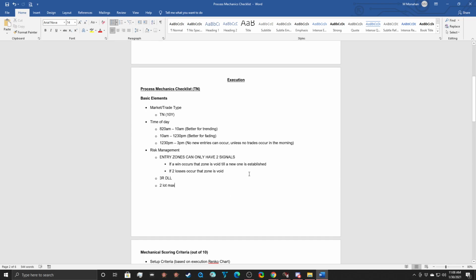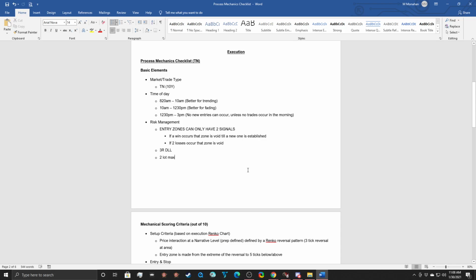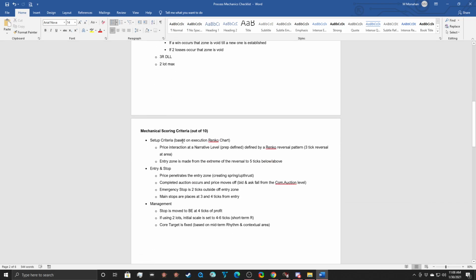The entry zones in terms of risk management, we'll talk about entry zones in a moment, but essentially if a win occurs in an entry zone, that zone is now void. So whatever I manage or get out of that is it until a new one sets up. If 2 losses occur, that zone is also void. So if I'm overtrading a particular area of momentum, then that's void as well. So 3R DLL total for the day and a 2-lot max. Pretty straightforward. Now we're going to talk about what an entry zone is specifically.